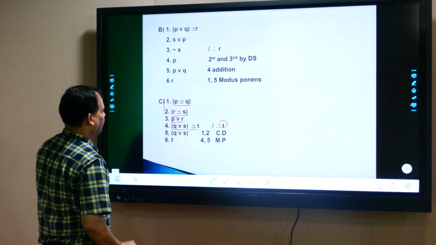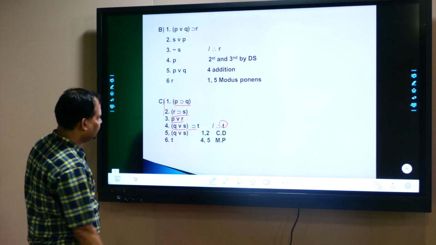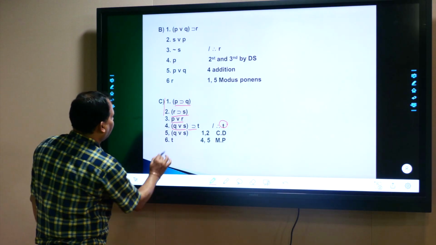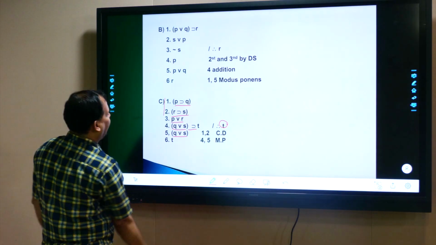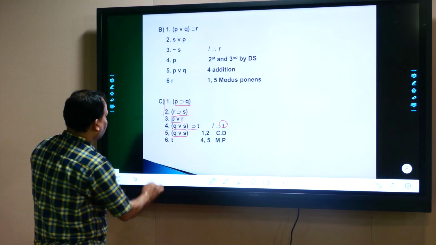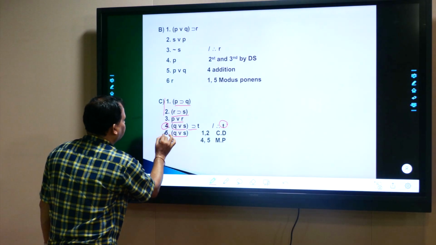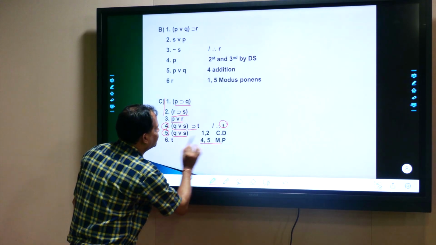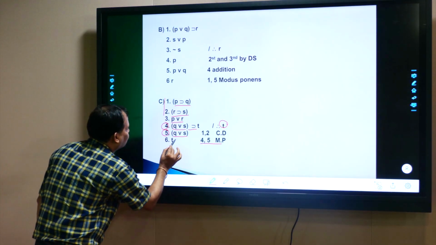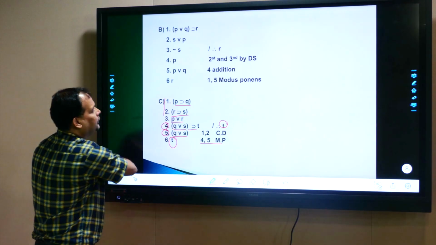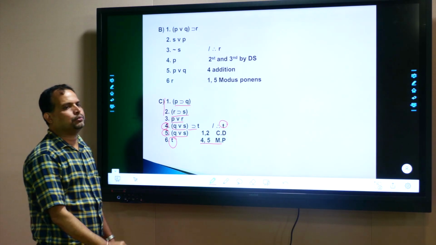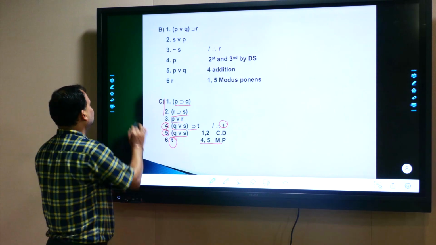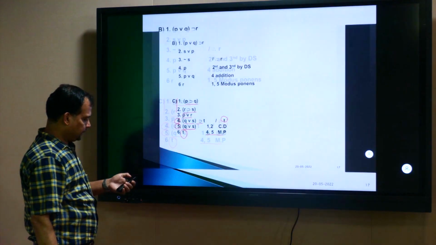So we have to apply this. Then we find Q or S. Next, on 4 and 5 we apply the modus ponens rule, and then we find the conclusion T. So this is another example of rules of inference, dear learners.